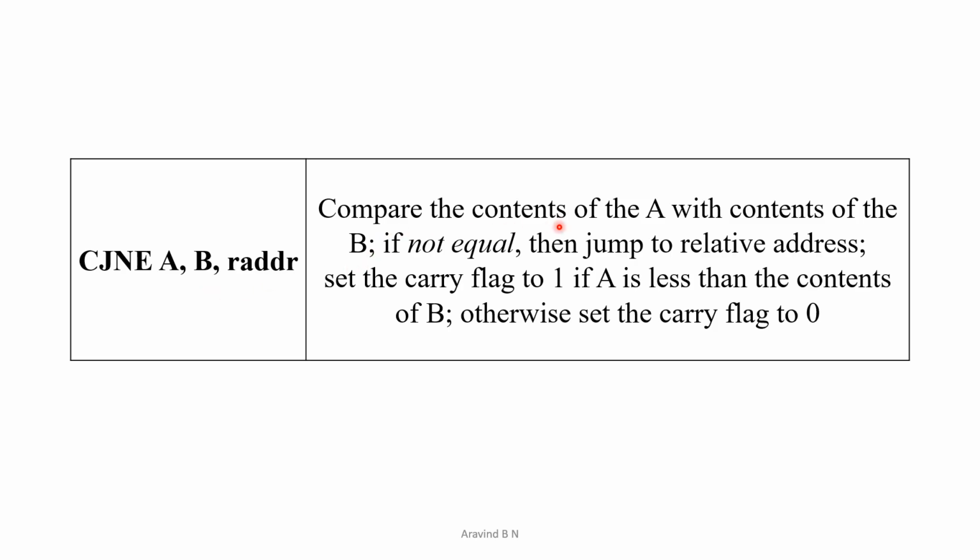Compare the contents of A with the contents of B. If not equal, then jump to relative address. Relative address means whatever the label that we are going to use in the R address location, that's the relative address. Then further, set the carry flag equal to 1 if A is less than the contents of B. Otherwise, set the carry flag to 0. So this concept we are going to use in the programming part in order to perform this sorting procedure.